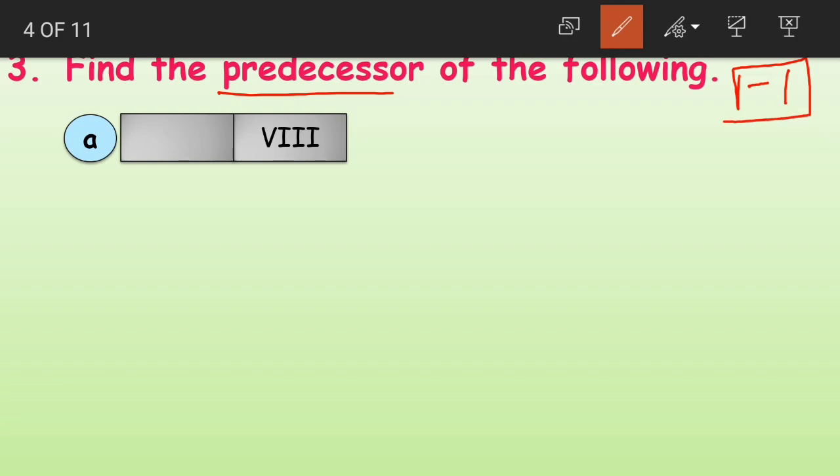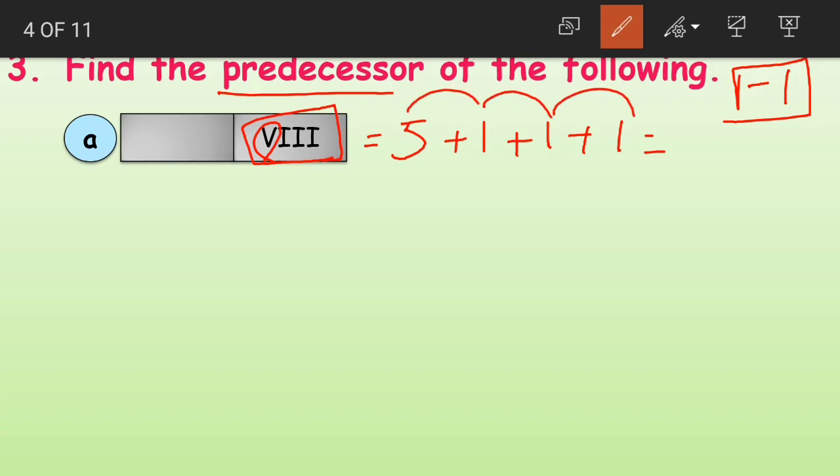Now, if you look at the first question, we have VIII. Now, what is this? V stands for 5. Then we have 3 I's: 1 plus 1 plus 1. What is the total, children? 5 plus 1 is 6, 6 plus 1 is 7, 7 plus 1 is 8, right? VIII stands for 8. Now what is the predecessor? The predecessor is 8 minus 1, which is equal to 7.